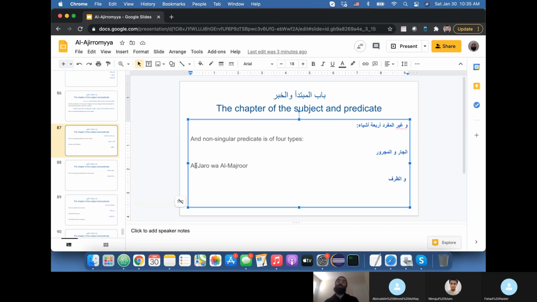You remember how many types of inflections we have? We have rafa, nasb, khafd, and jazm. Now the third one has two names. One of them is khafd, which we've already gone over. The other one is al-jar. The madhab of the Kufis refers to it as khafd, and the madhab of the Basris refers to it as al-jar. That's where the two names for the same thing come from. Different schools of thought call it different things.